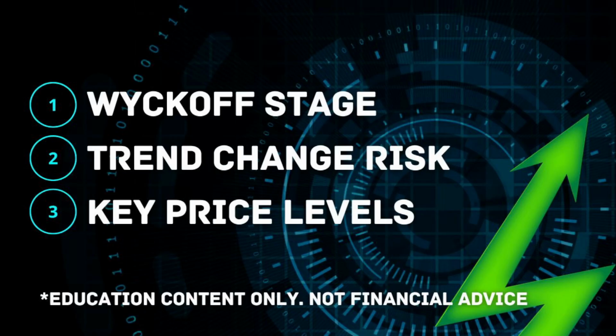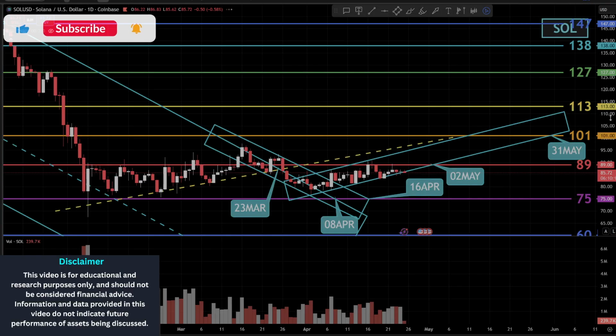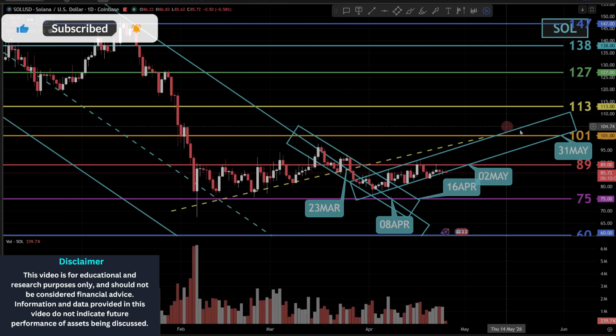If you are new to my session, I'll cover the Wyckoff stages I mentioned, and then also the potential price trend change, also key price levels. These are education content only, not financial advice. So let's start with the Solana daily chart.